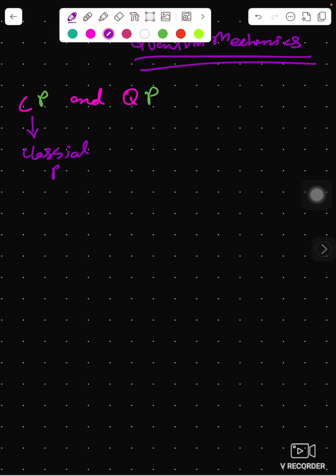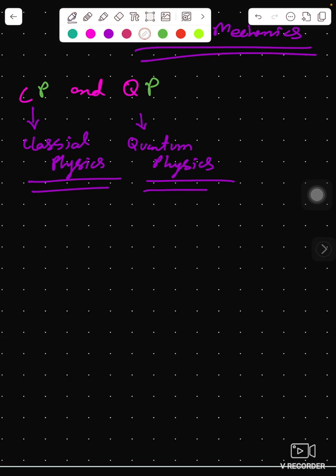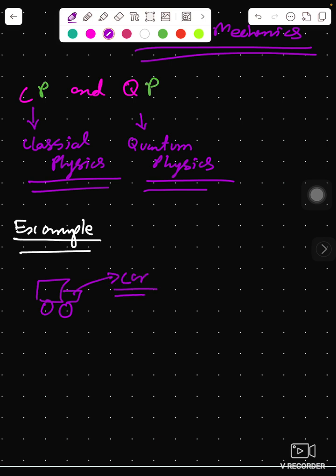When we talk about classical physics and quantum physics, what I would like to discuss is, let's suppose we have an example. There is a car, ignore my car, which is a truck. And what happens actually is it moves.